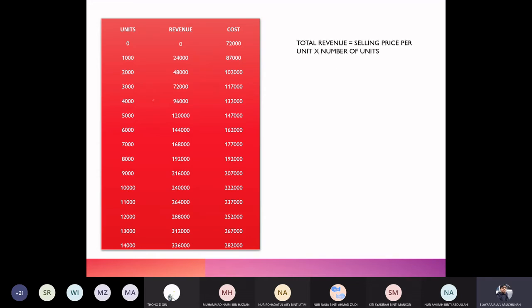So the total revenue is equal to selling price per unit times number of units, and the total cost is variable cost per unit times number of units, plus fixed cost. So we know that 8,000 is the break even, as I said earlier. This is the break-even quantity. The revenue has to be 192,000, as well as the cost.